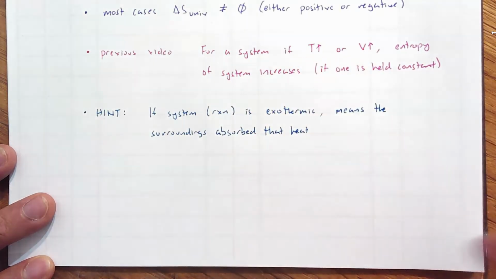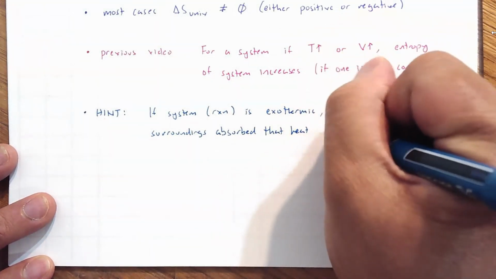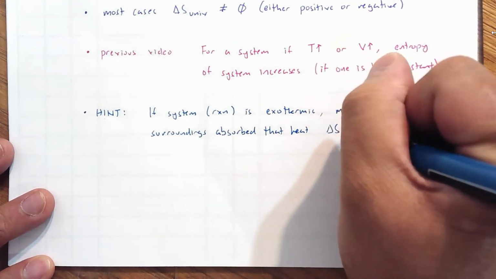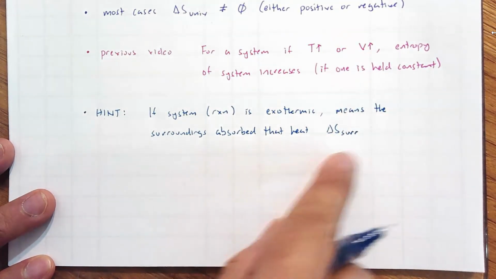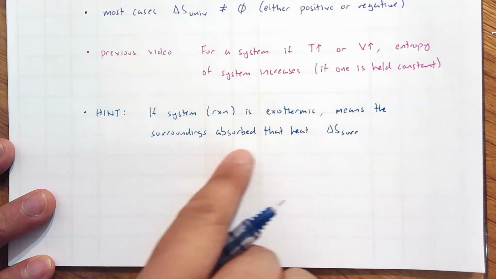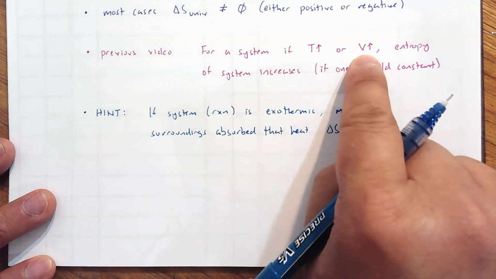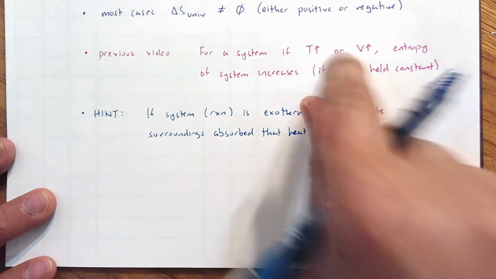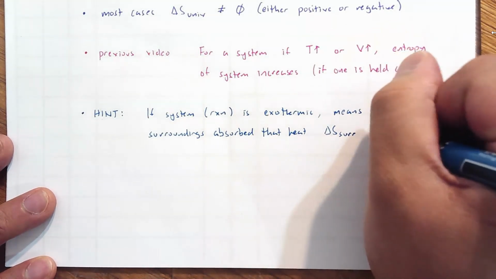And therefore, it's the delta S of the surroundings that we can figure out if it's negative or positive. What that means is that the temperature of the surroundings went up because of this. Because of that, from the surroundings' point of view, its entropy goes up. So it will be positive.